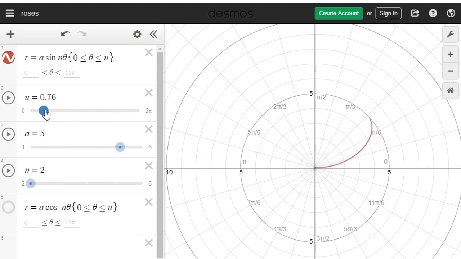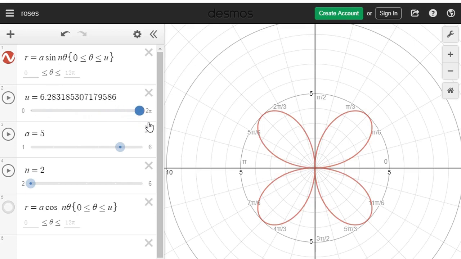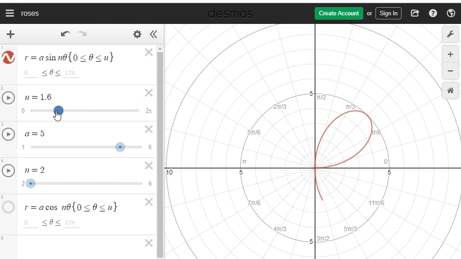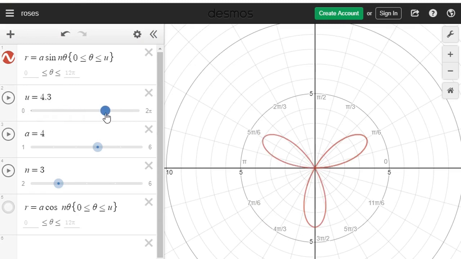It's going to start at 0 and work its way around. So notice again, n was 2, and there are 4 petals. This needed a full 2 pi in order to go all the way around. If I make this 4 sine of 3 theta, I have 3 petals, and again, it stops at pi.